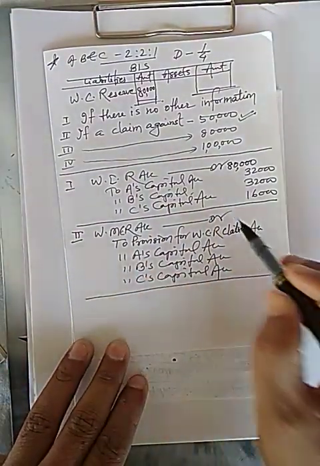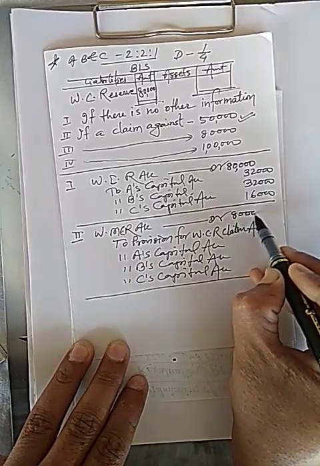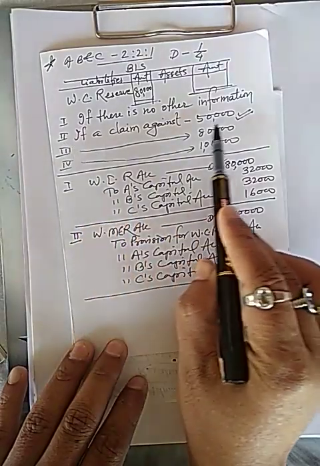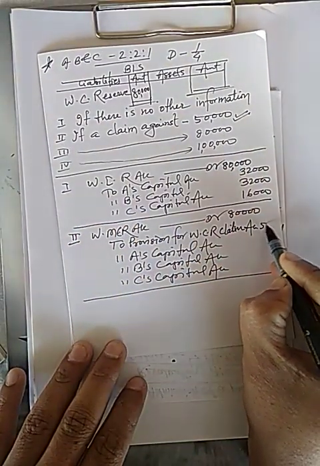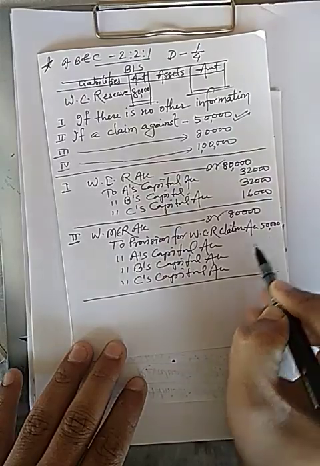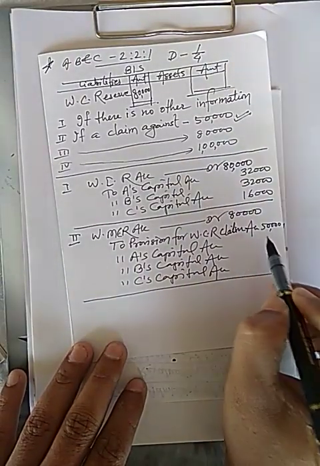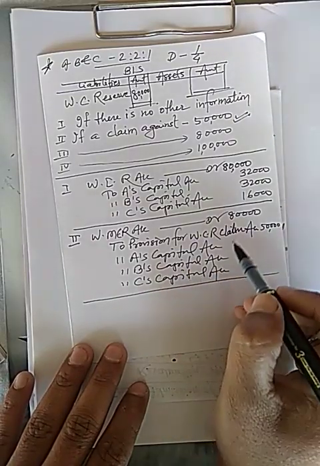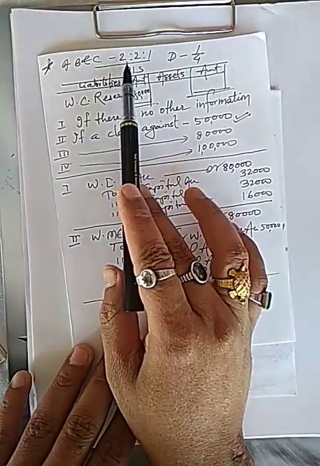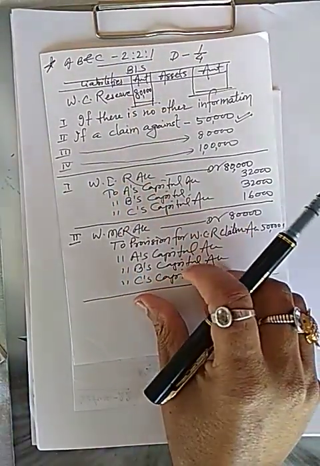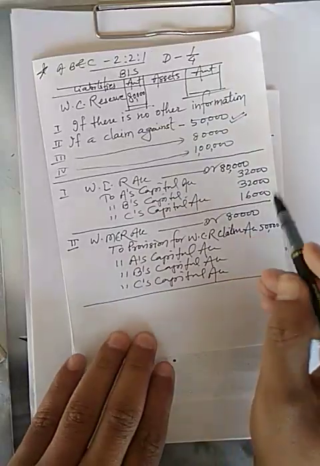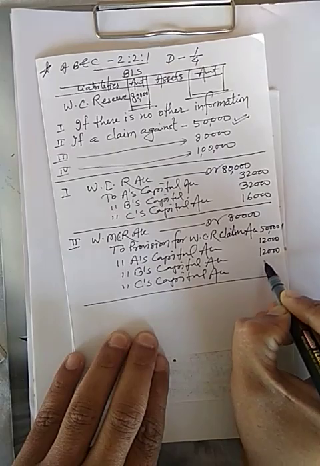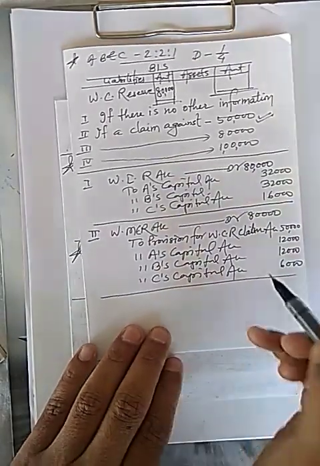Workman compensation reserve is given 80,000 in the balance sheet and the claim against it is 50,000, so 50,000 will be on the credit side, and the remaining balance of 30,000 will be shared by the old partners in the old ratio, that is 2:1. It will be 12,000 and 6,000.